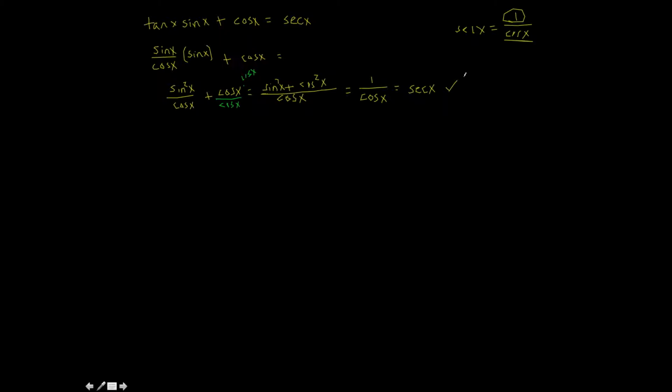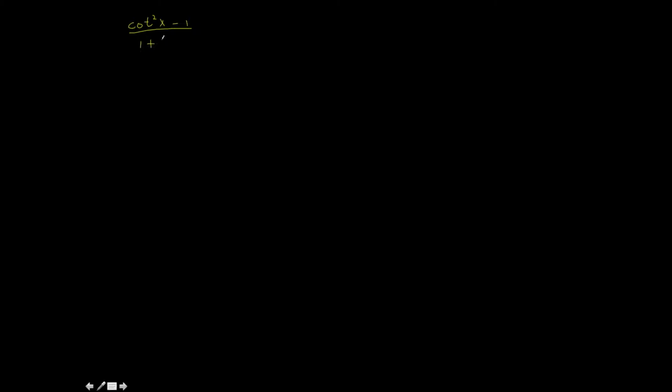Well, let's kick it up one more level. Okay, so we have cotangent squared x minus 1 over 1 plus cotangent squared x equals 1 minus 2 sine squared x. Alright, the right side's obviously easier, so I'm going to start with the left.